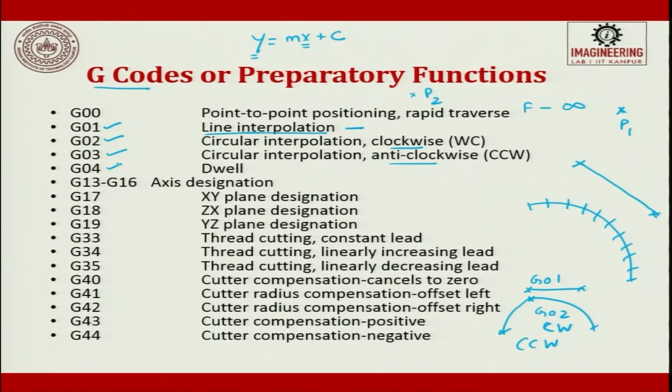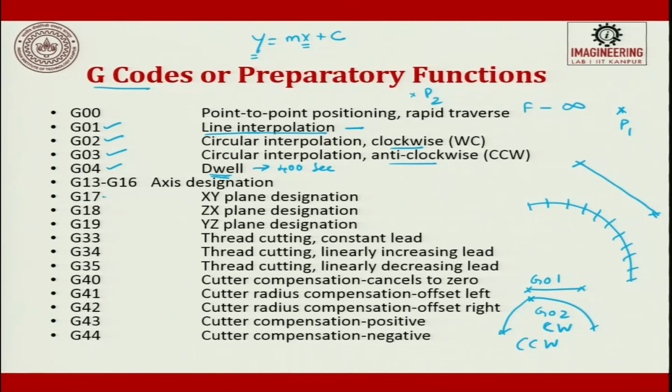Next one is dwell, which we saw in the non-modal example. Between two lines you wanted to have a break, so then we use a dwell cycle. So, dwell and then you say 400 seconds. Then it will stop for 400 seconds and then continue.